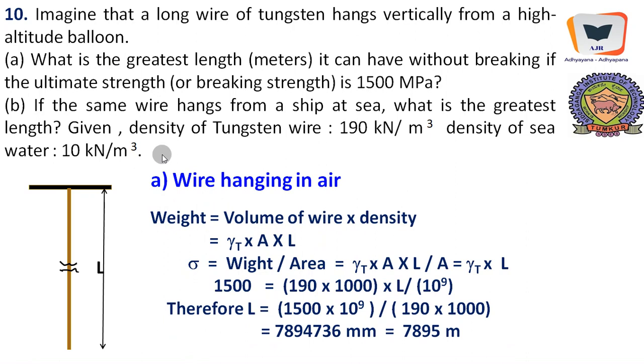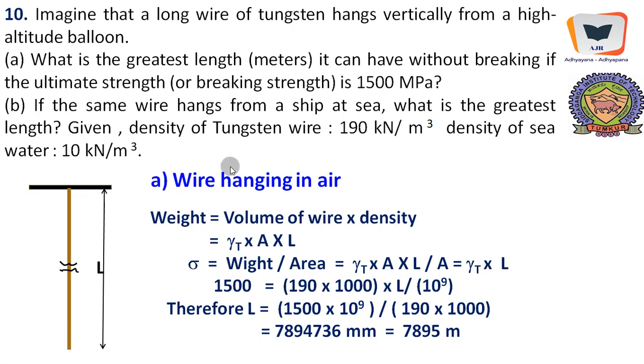First of all, the first question we will answer: wire hanging in air. We need to find out the weight. Weight is nothing but volume of the wire into its density, the material out of which this particular wire is made. So this is density of tungsten into area of cross section into length. So therefore sigma equal to weight by area. So weight is written over here and area of cross section is over there. Since the diameter of the wire is not given, this area and this area and this area will get cancelled, and we will be left with density of tungsten into length.